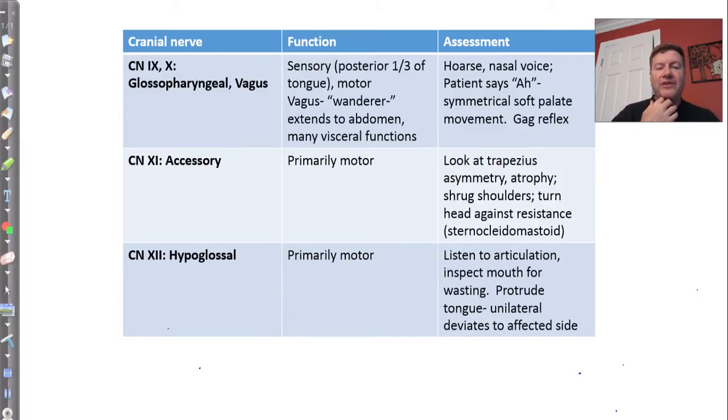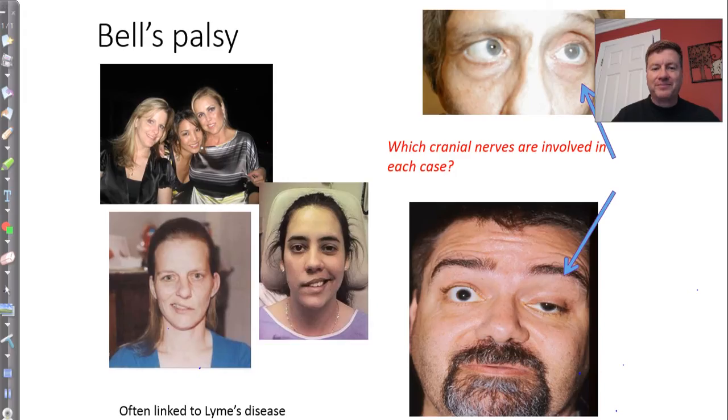The last ones, of course, we have glossopharyngeal and vagus. Vagus is the wanderer. Vagus nerve 10 is the one that actually extends into the abdomen, and it's really, really important for a lot of our visceral functions, and we'll talk about that more in the autonomic nervous system. And then you see accessory and hypoglossal, where hypoglossal in particular deals with articulation. So if somebody cannot articulate very well, then that might be an indication of some hypoglossal damage.